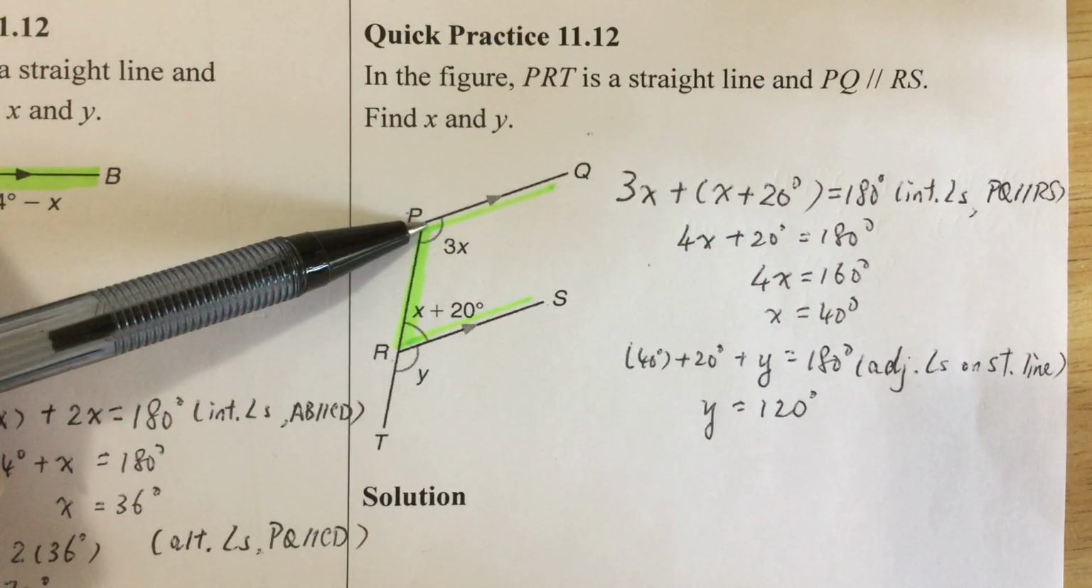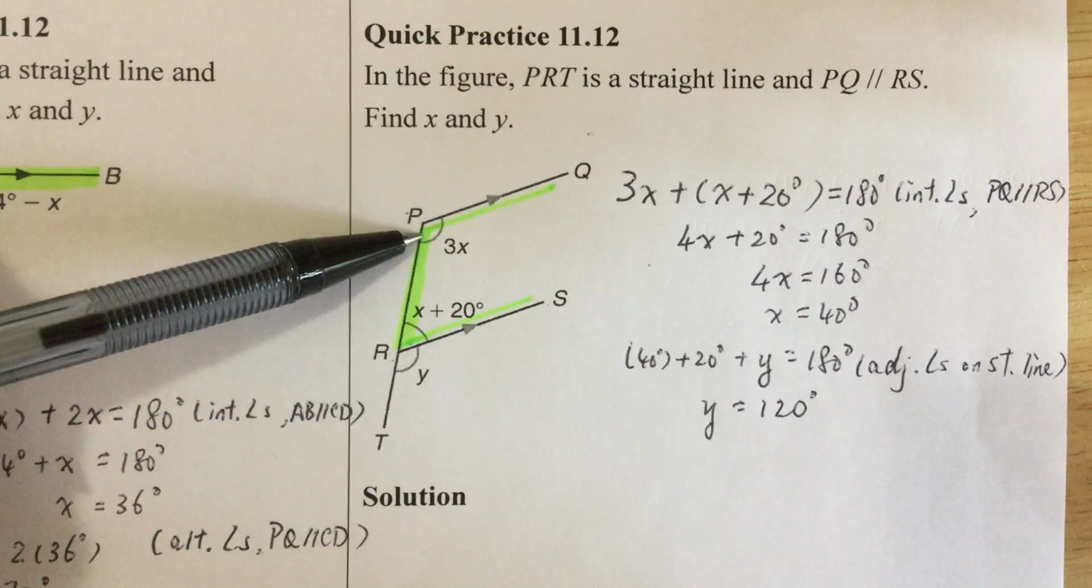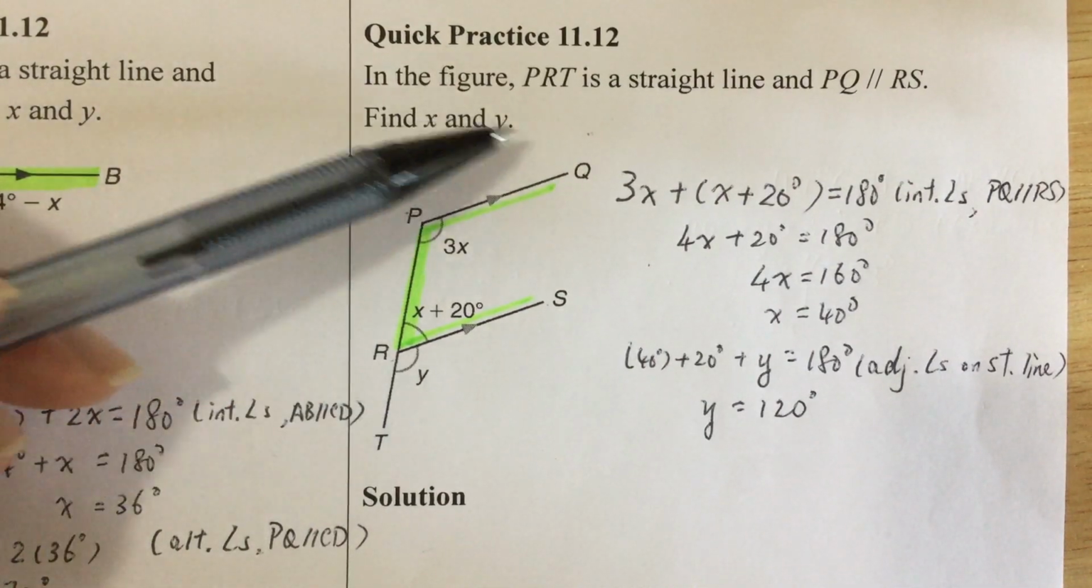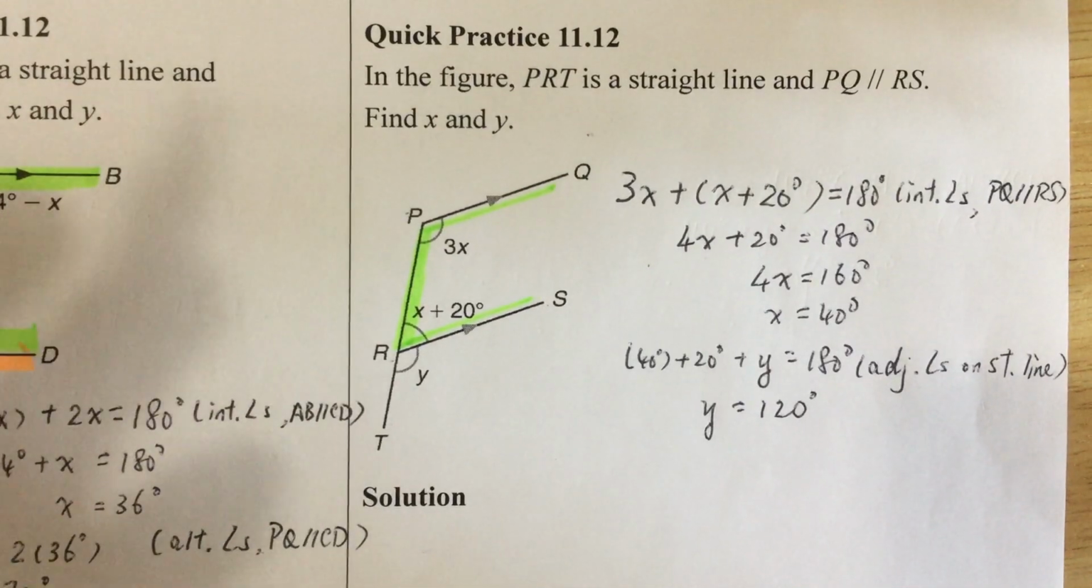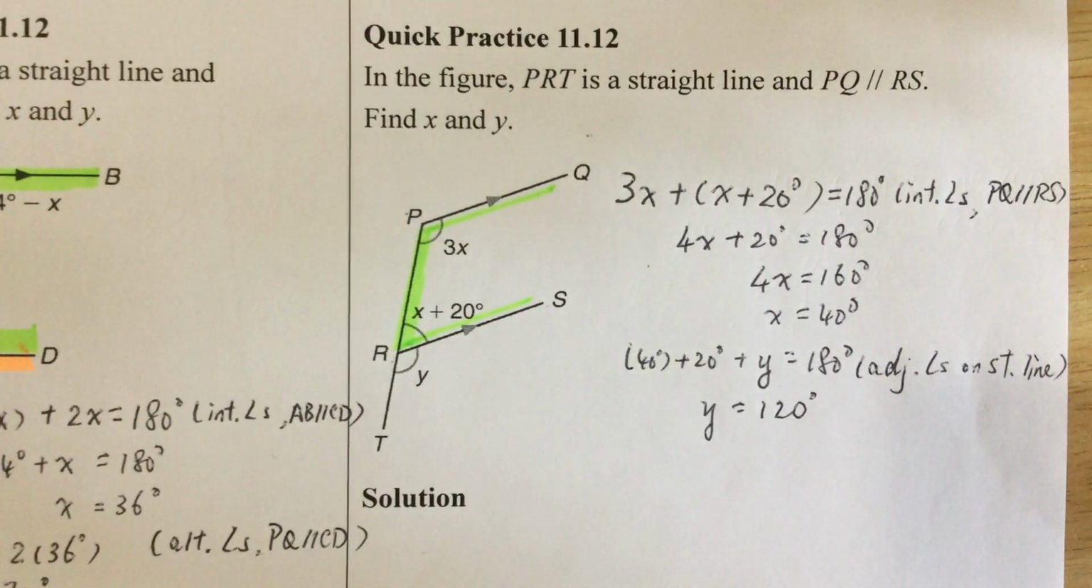We can use the corresponding angles, but we can see we have two unknowns also. So we can only use the interior angle. Every time you must check all the possibilities. So make sure that you know how to do this question.